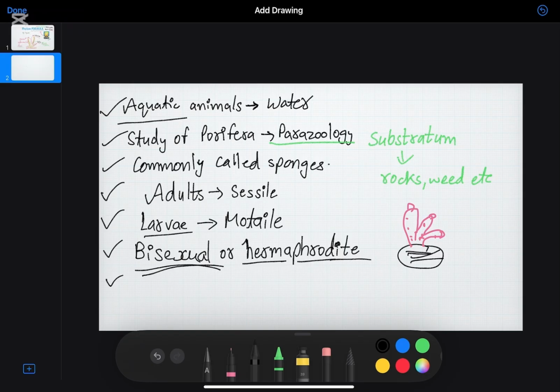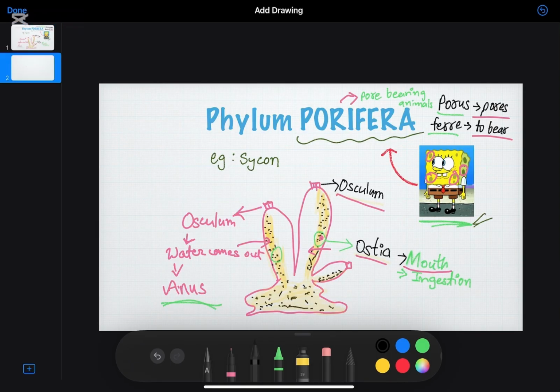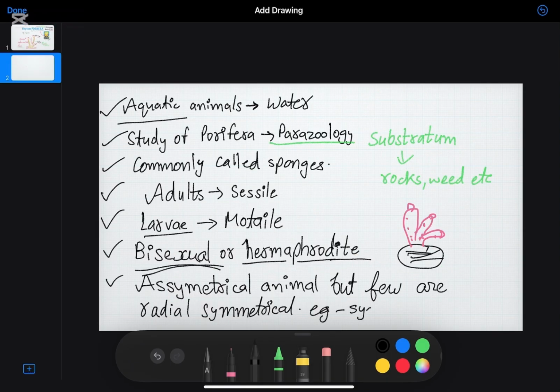Okay, let's move to the next characteristic: they are asymmetrical. But a few of them are radially symmetrical. For example, we can take our famous example that we just drew over here. This is what? A Sycon. They are radially symmetrical, meaning if we cut it from any axis like this, they will be equally halved. Like this is a part and this is a part. They both will be, oh sorry, symmetrical, meaning the same. But a few of them are asymmetrical.